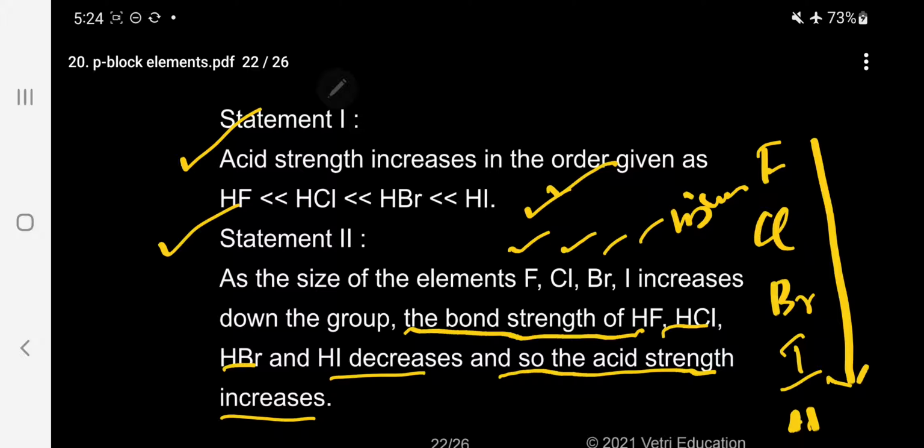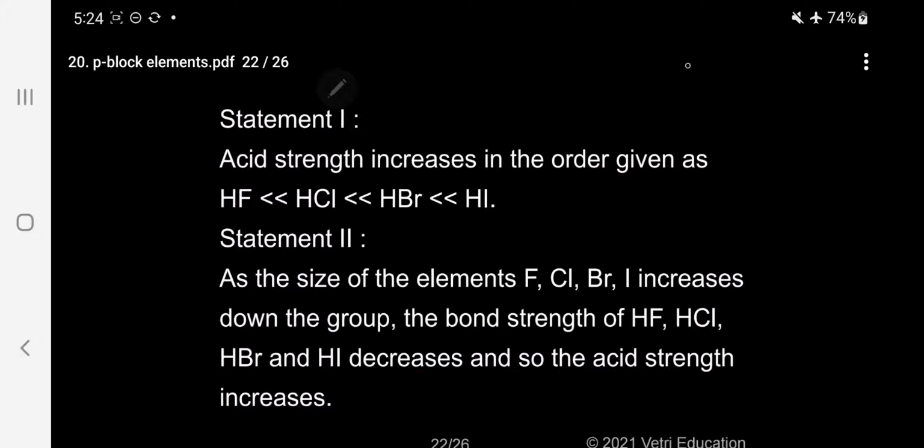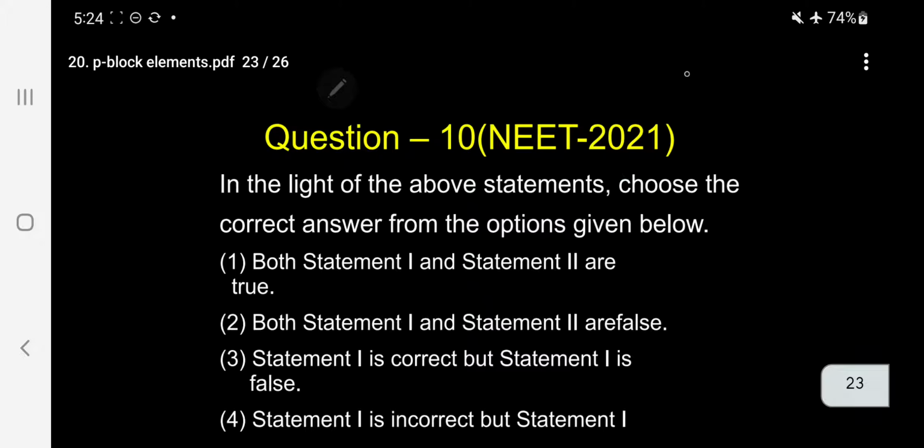The bond strength of HF, HCl, HBr, HI decreases, and so the acid strength increases. Why does bond strength change? Because of electronegativity. The electronegativity of fluorine is 4, chlorine is 3, then 2.8, then 2.6, like that. Because of high electronegativity, the bond strength decreases down the group. Kindly follow. So acidity increases. These are the two statements. Now we'll come to the options given.